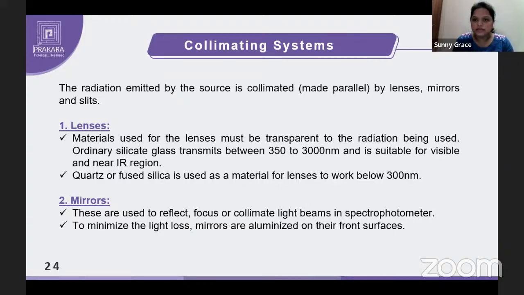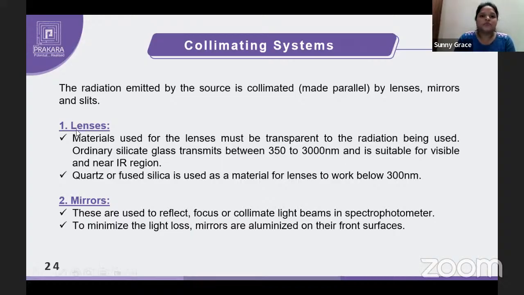What are lenses? Lenses are just like those we wear in spectacles, right? Those kinds of lenses only we'll be using. They are transparent and suitable for UV. We have different materials that lenses are made of. Ordinary silicate glass can be used in the UV region because it can transmit from 350 to 3000 nanometers. Whenever you are working below 300 nanometers, lens materials like quartz or fused silica are used.